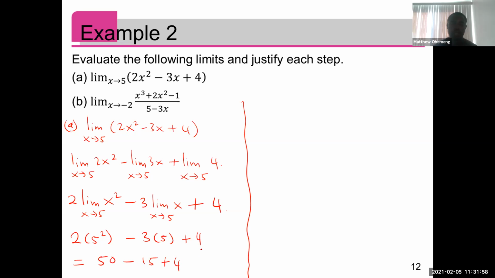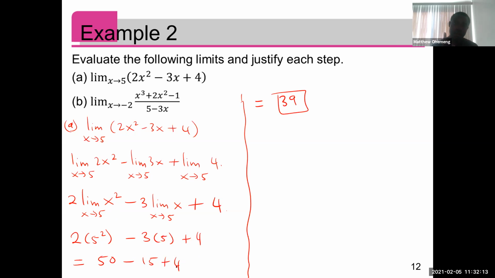So we end up with this equal to 50 minus 15 plus 4. I think 50 minus 15, that'll be 35, right? And 35 plus 4 is 39. So that'll be your answer.